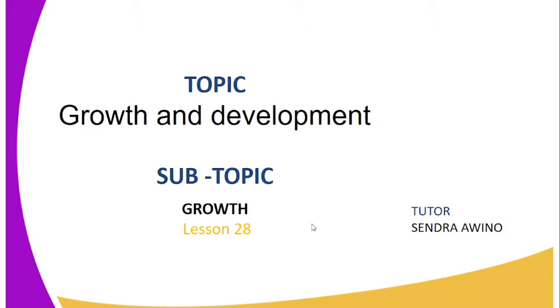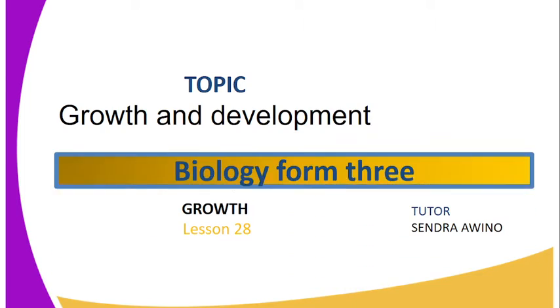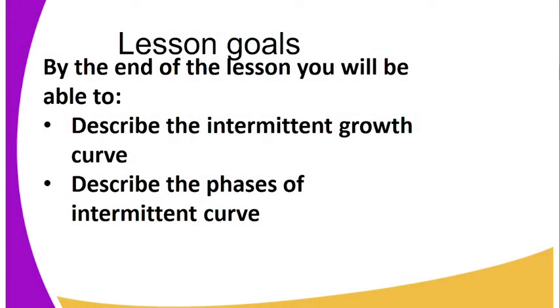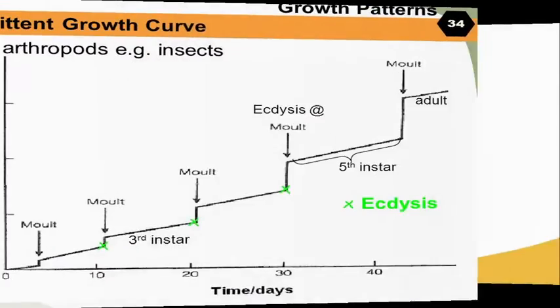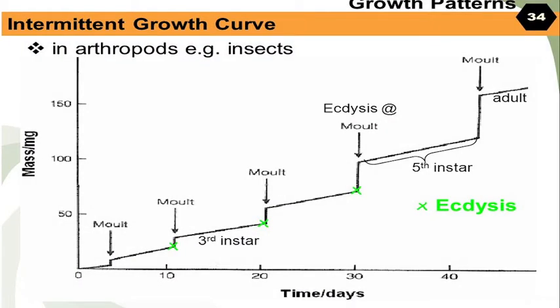By the end of the lesson, you will be required to, number one, define intermittent growth, and describe the intermittent growth curve, and number 2, describe the phases of intermittent growth.